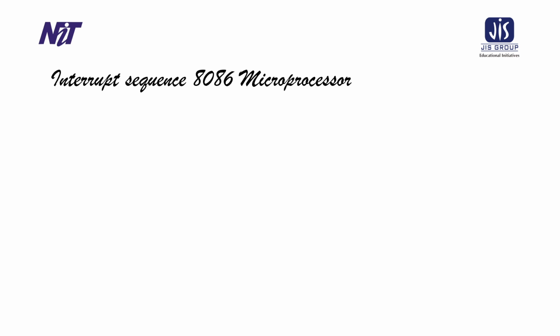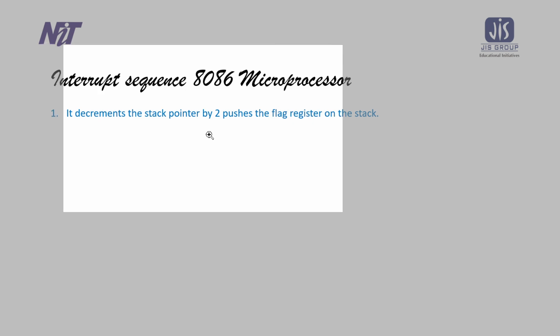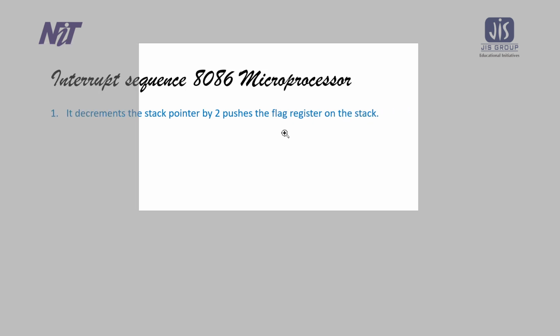Next one is the interrupt sequence of the 8086 microprocessor. This is a very, very important one. First, it decrements the stack pointer by 2 and pushes the flag register on the stack. So what will happen? It locates the memory location dedicated for the stack using the stack pointer, the stack pointer is decremented by 2, and the content of the flag register is pushed on the stack.